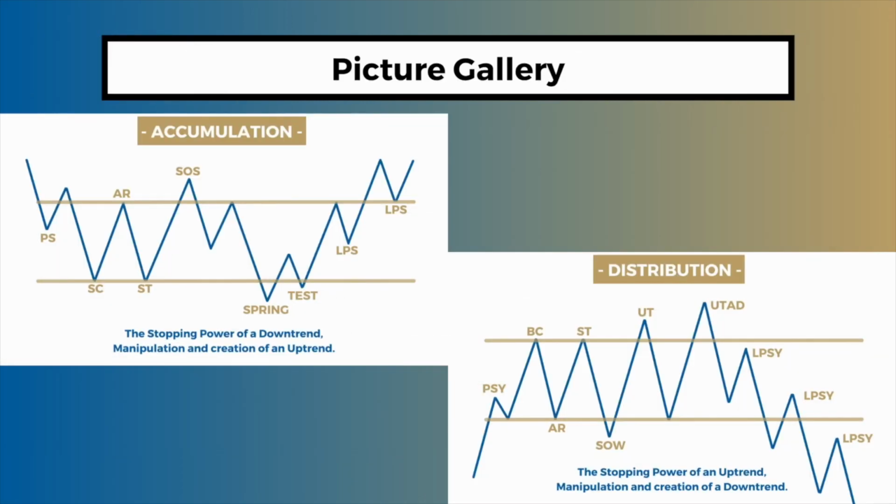On screen here, you've just got a picture of the accumulation and the distribution. As I said, don't get too familiar with these. Just understand an accumulation marks the stopping power of a downtrend, the manipulation, and then the creation of an uptrend. Distribution, the stopping power of an uptrend, manipulation, and creation of a downtrend. They'll both typically follow around about the same patterns you're seeing, but there's a couple of laws we want them to follow.